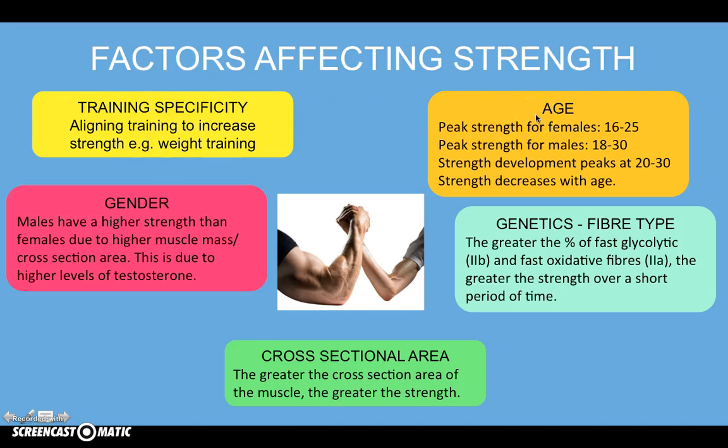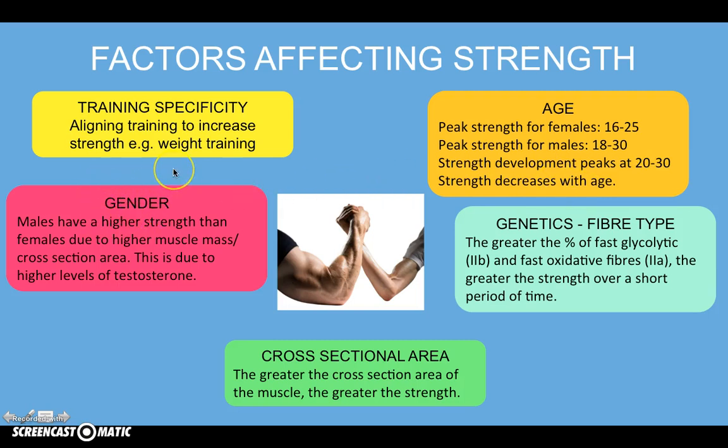The A stands for age. Okay, so peak strength for females is 16 to 25. For males, it's 18 to 30. Strength development peaks at 20 to 30. So basically what we're saying is after the age of 30, strength decreases. Okay, so that is something that affects strength. The fact that age affects our strength, considering after 30, our strength potential is going to be decreasing.